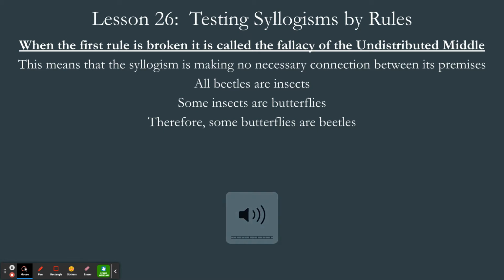So here's a bad syllogism. All beetles are insects, some insects are butterflies, therefore some butterflies are beetles. Okay? Notice our middle term, insects, is undistributed. It's the predicate of an A and it's the subject of an I. It's undistributed, which means we're not making a necessary connection between our two premises. Okay? So that's what it would look like to do it wrong.